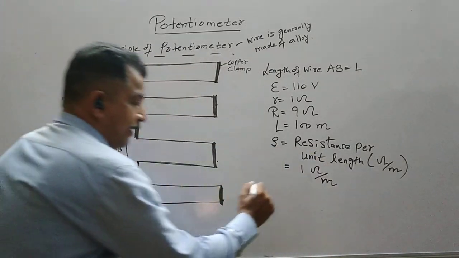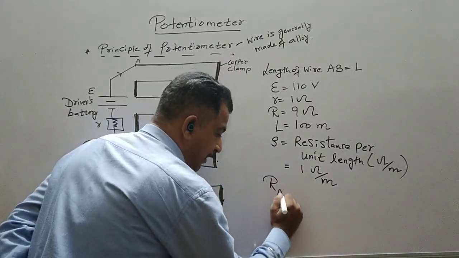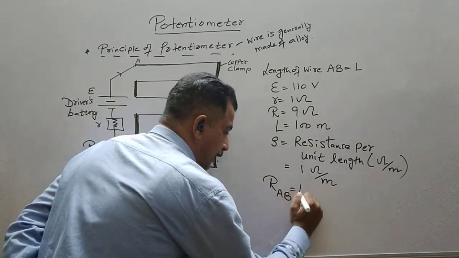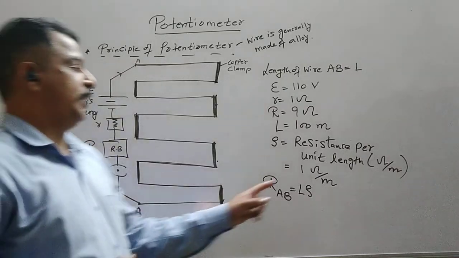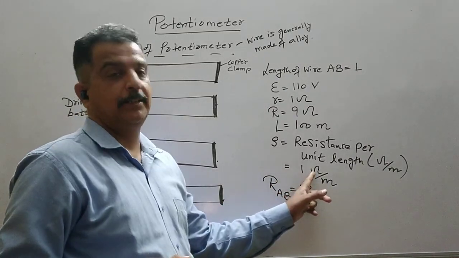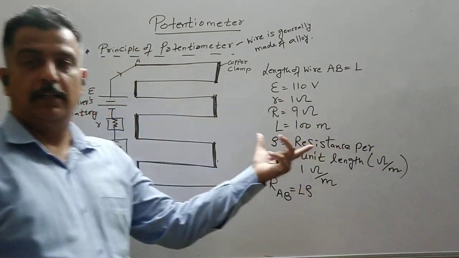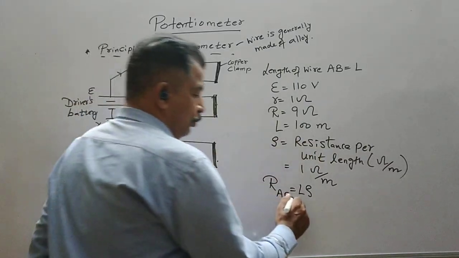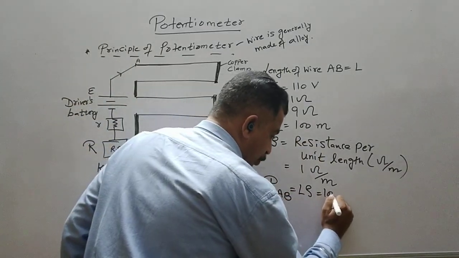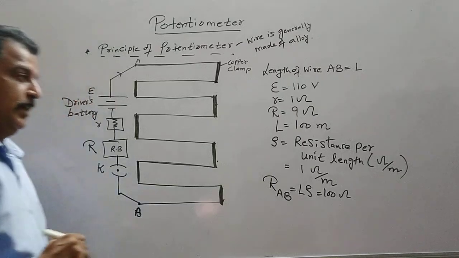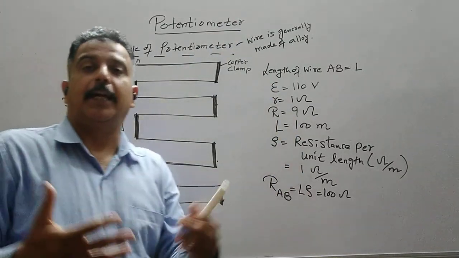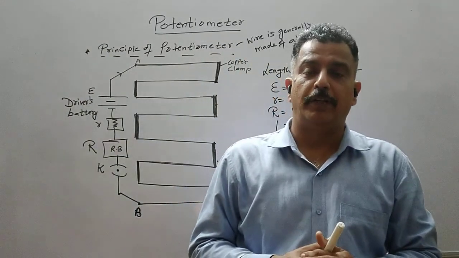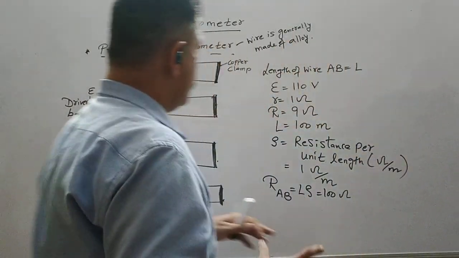So what will be the resistance of the entire wire AB? That can be written as L into rho. So 1 meter wire has 1 ohm resistance. So 100 meter wire will have 100 ohms resistance. So this is equal to 100 ohms. So these values are being taken just to understand the principle of the potentiometer.